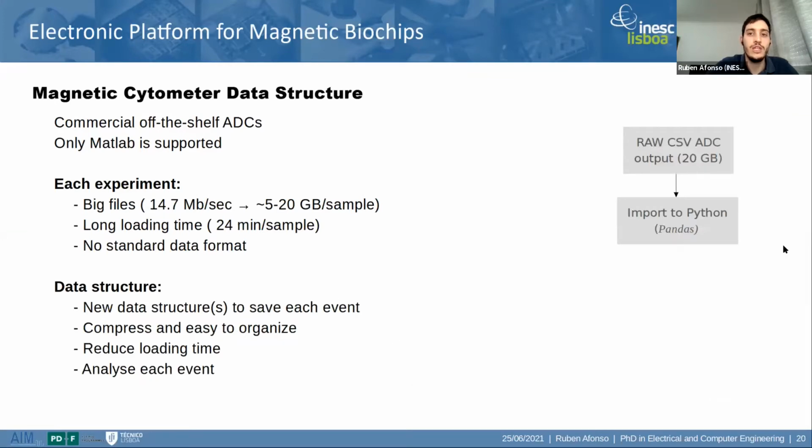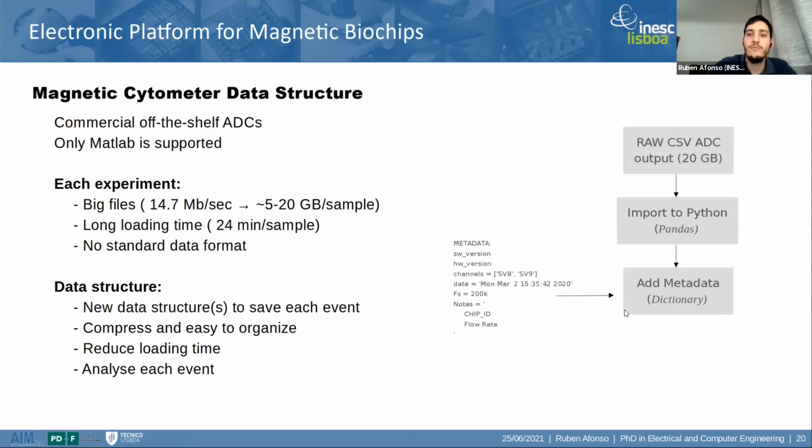Our approach was to change the data type and store it in Python binary format to decrease its size and to minimize its loading time. So we start by loading the CSV file, import it to Python using pandas, add information related to the experiments, such as software version, hardware version, the channels used, when, the chip ID, and so on. Add this metadata in a dictionary and save it in a file with a quarter of the size.